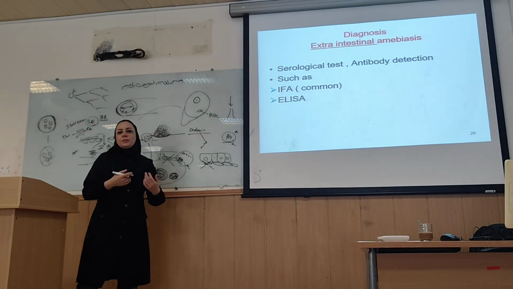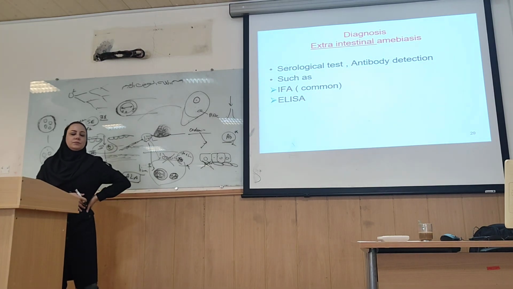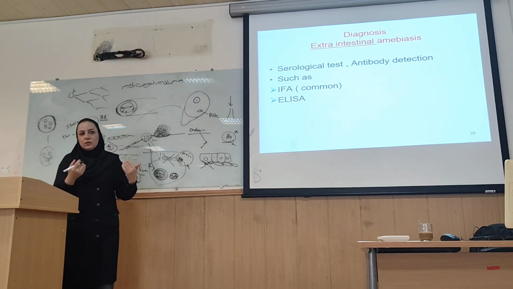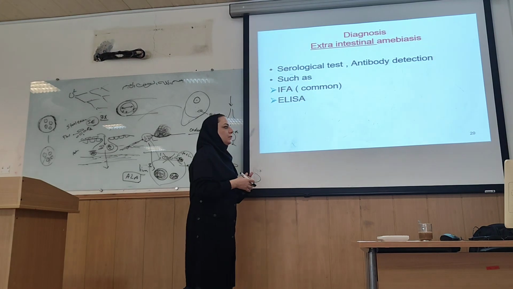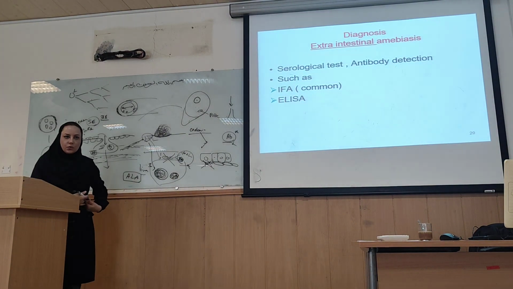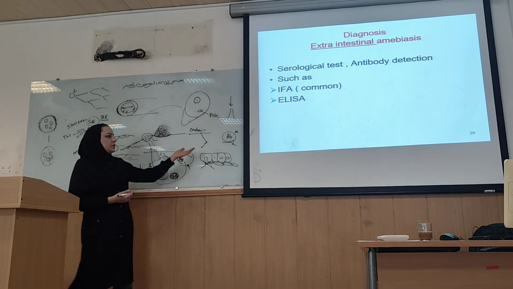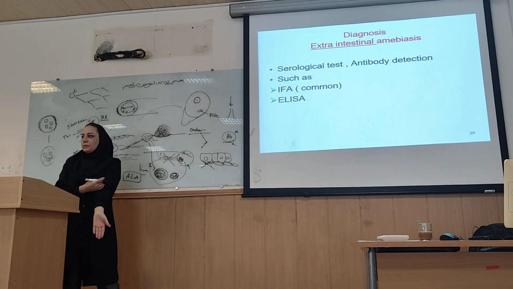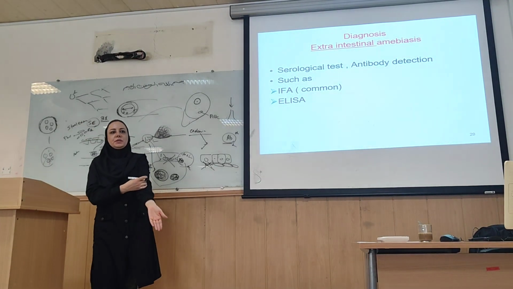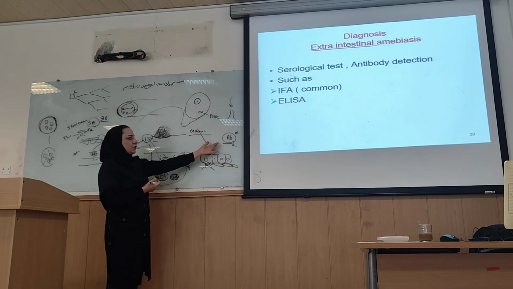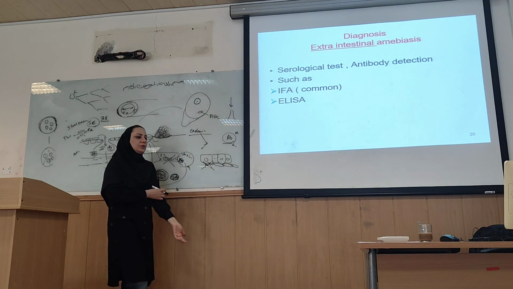Because preparing the specimen, for example, from the liver, lung, or other extraintestinal sites, is invasive. Okay? So when we don't have access to the specimens, like extraorgan specimens, the better choice is antibody detection. For example, preparing blood is very simple. With the serological kit, we can detect the antibody.